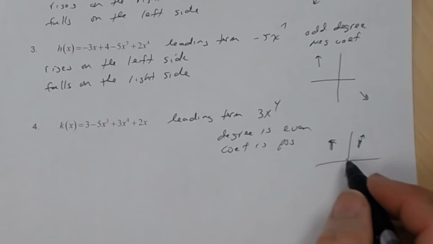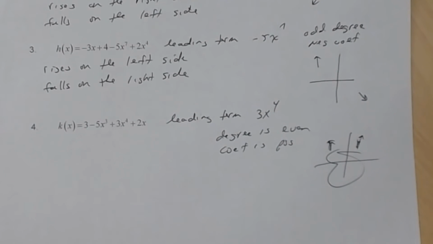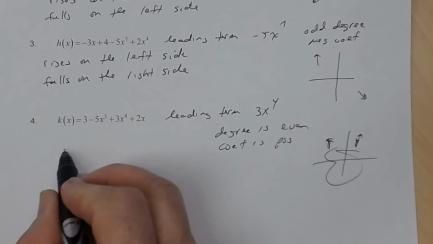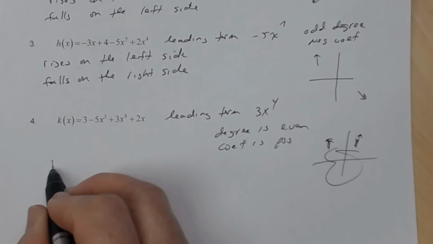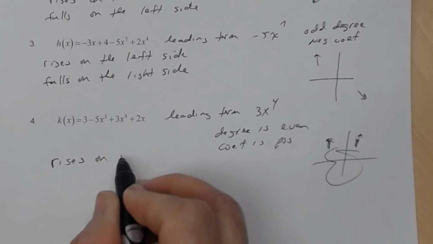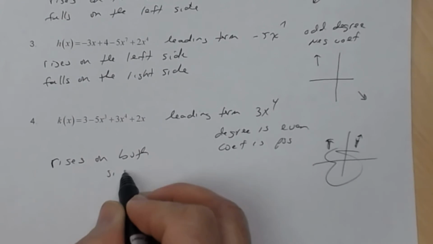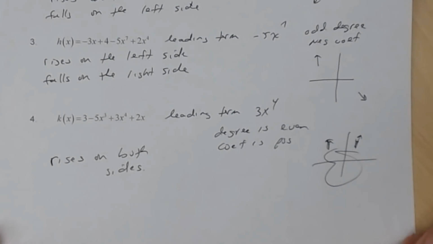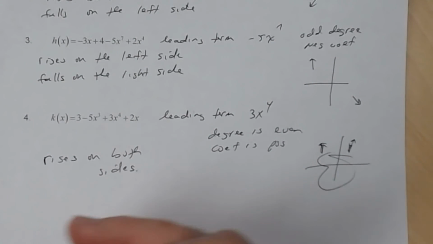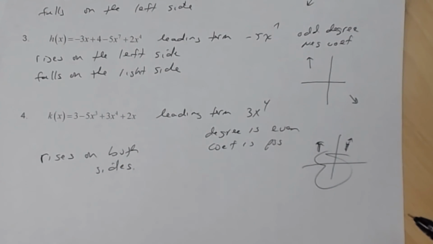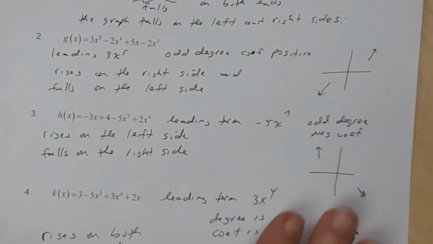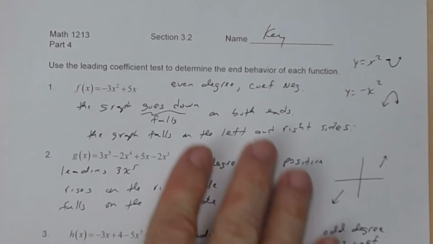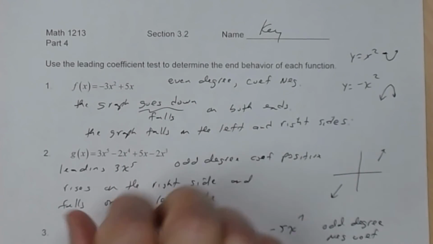Again, I don't care what happens in between them. All you have to say here is that it rises on both sides. Or you can be a little more explicit: it rises on the left, rises on the right. That is the key to this worksheet on the leading coefficient test.